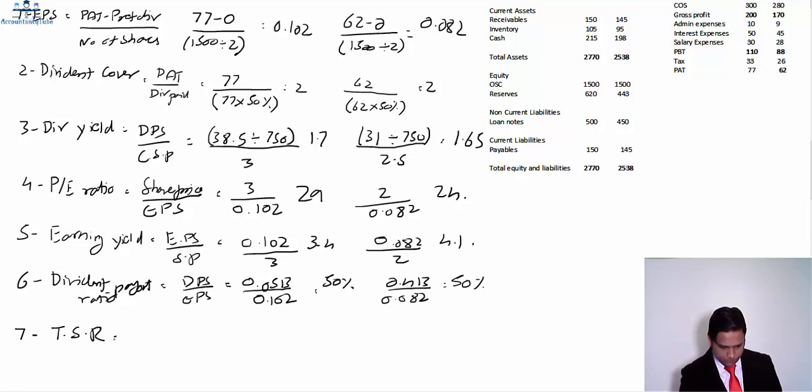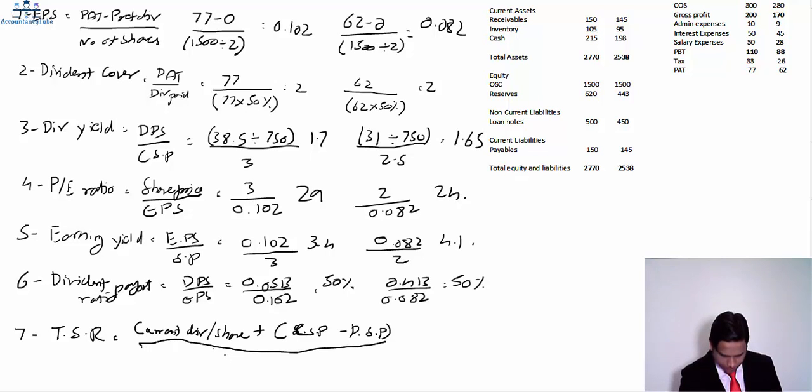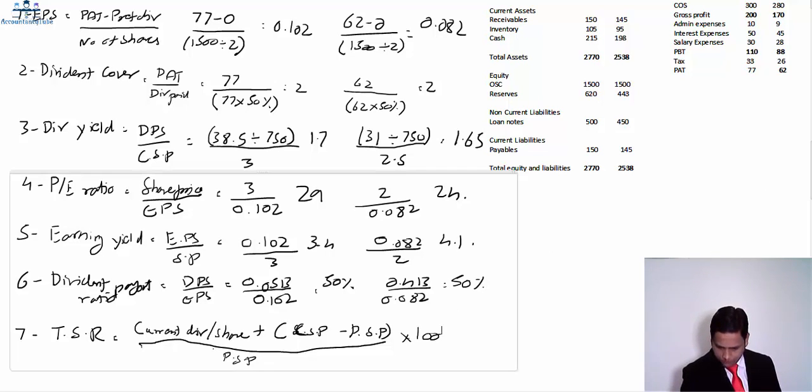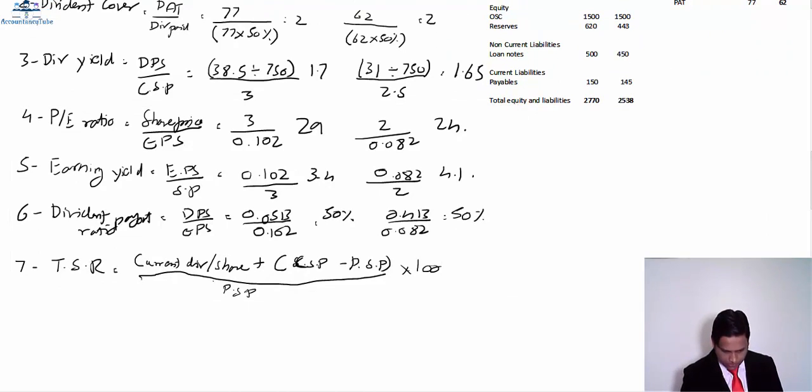That's total shareholders return. Now the formula is quite big if you ask me. That's current dividend per share plus current share price, that's C, minus previous share price, divided by previous share price, multiplied by 100. Don't mind my writing. We need to go a bit downstairs to compute that.